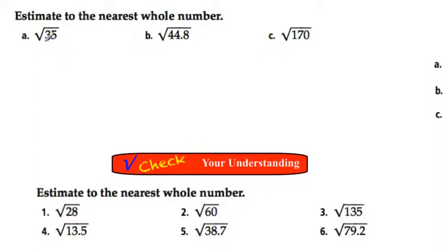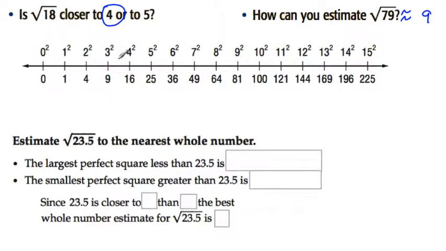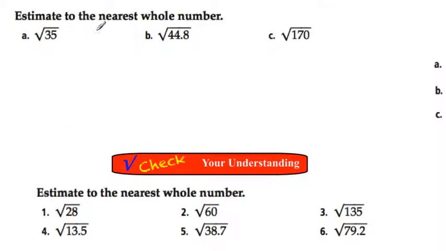If we wanted to evaluate the square root of 35, I should have put that number line on here for you. Let me go back so we can look at that. Square root of 35. 35 is between 25 and 36, but it's closer to 36. So I think we're going to say that the best estimate for the square root of 35 is approximately 6.